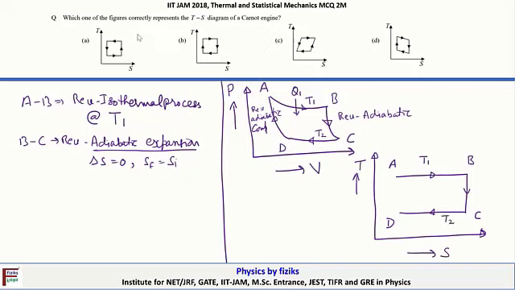Now D to A, it's again an adiabatic compression. So during this adiabatic compression step, the temperature of the gas will increase again to the initial value of temperature T1. Okay, so if we compare the given options, option B here is the correct one.